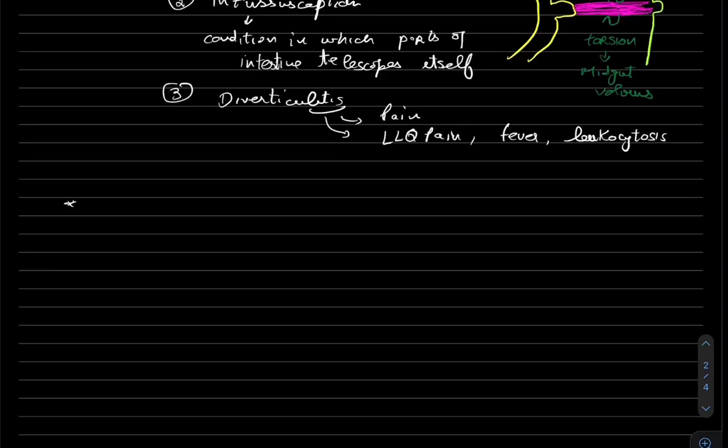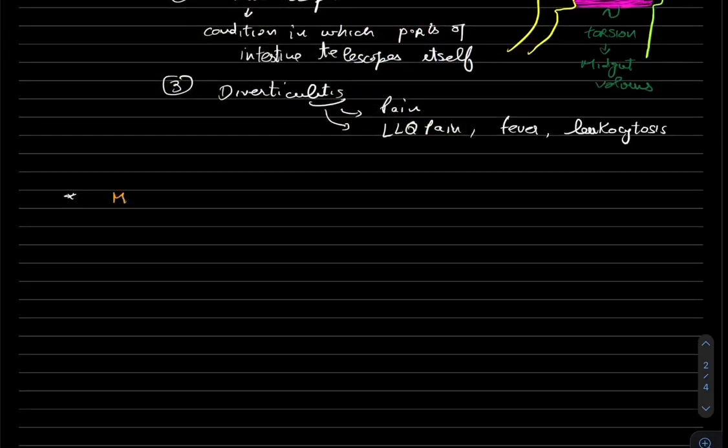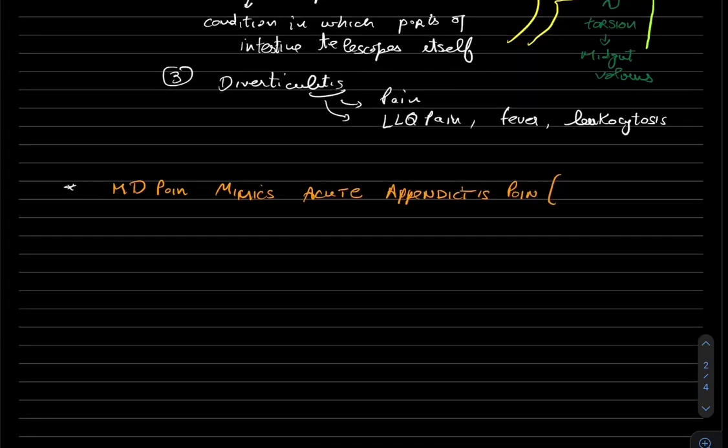Now, an important point. Meckel's diverticulum pain mimics acute appendicitis pain. Okay. Now see, on exploring, if the appendix is normal, we have to screen the 2 feet of the ileum to check whether there is a Meckel's diverticulum or not. Okay.